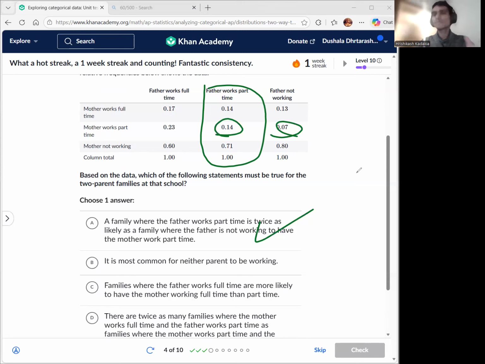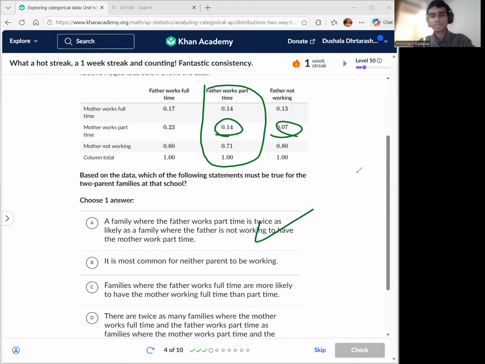The next statement, that it's most common for neither parent to be working, we can't conclude because we don't know how many families there are in total. We could definitely say that given that the father is not working, it's most likely the mother is not working. Based on this data, it's almost 4/5, like 80%, of the mothers not working. But for both parents not working, we can't conclude that because we don't know how many families there are, so we can't say it is most common. If there were numbers here like 80, 70, 60, then we could definitely say this is most common. But here there are no numbers, so we can't conclude which parent is more commonly working, because we don't know how many mothers and how many fathers there are.